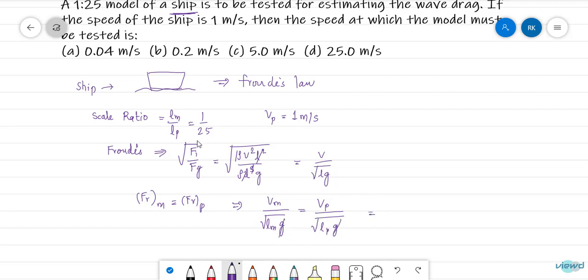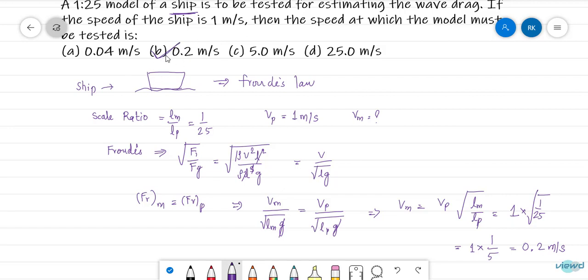And what do we need to find? We need to find the speed of the model. From this, Vm is equal to Vp into under root Lm by Lp. So Vp is 1 meter per second into under root of Lm by Lp, which is 1 by 25. So that will be 1 into 1 by under root of 25, which is 5. So 1 by 5 means 0.2 meter per second. So the option is B, 0.2 meter per second.